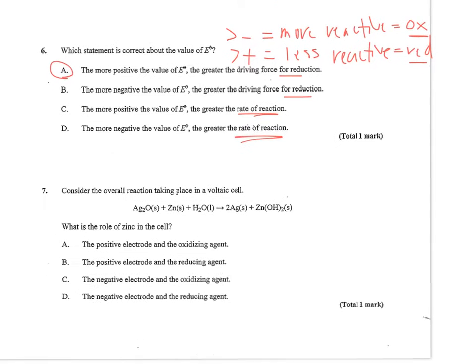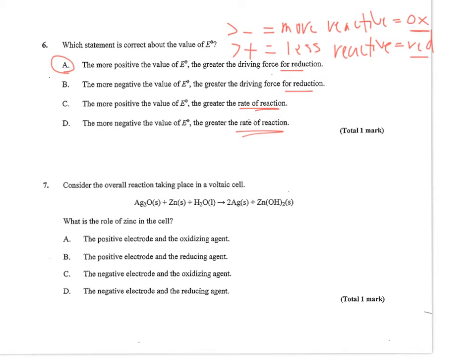Moving on to number 7 then, consider the overall reaction taking place in a voltaic cell. What is the role of zinc in the cell? So zinc is going from a 0 oxidation state to a +2, which means the zinc is being oxidized or serving as the reducing agent. So either B or C is correct. So then the question is, where is the oxidation taking place? Well, oxidation is going to take place at the negative electrode because that's where zinc is giving up its electrons and creating the negative charge. So D would be the correct answer.